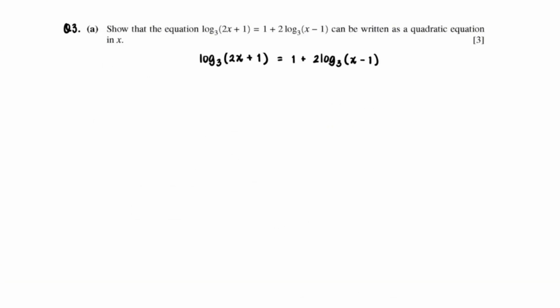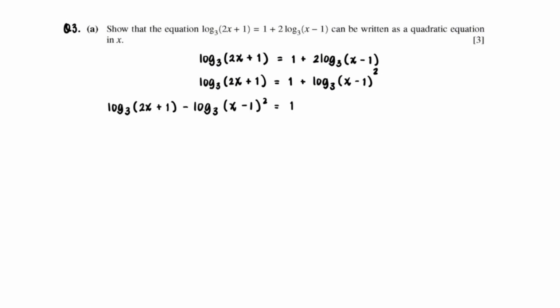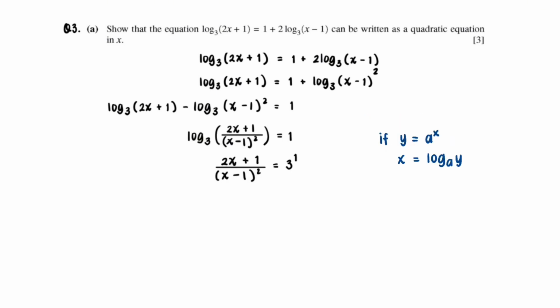Show that the equation can be written as a quadratic equation in x. First, we have to simplify the right-hand side using the power rule. Then the rest of the steps would actually be pretty similar to the first question that we did before. So we separate the variables with log and the ones without. Then we use the division rule, then the general rule, leading us to (2x + 1)/(x - 1)^2 = 3^1.